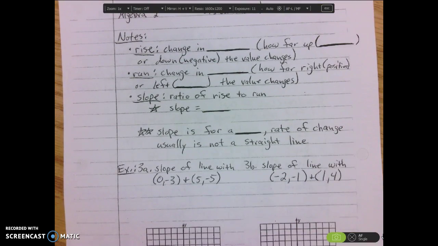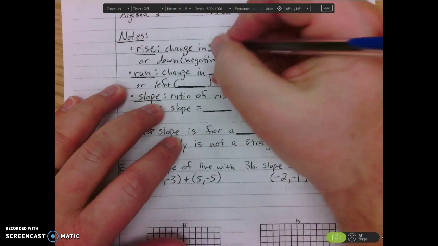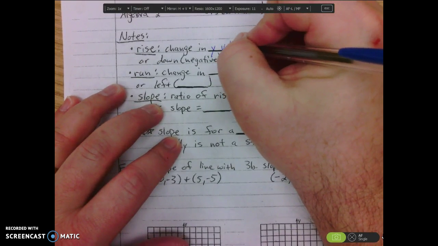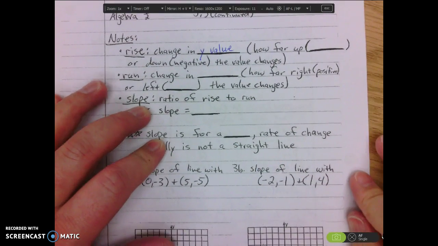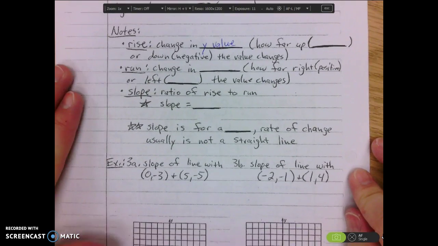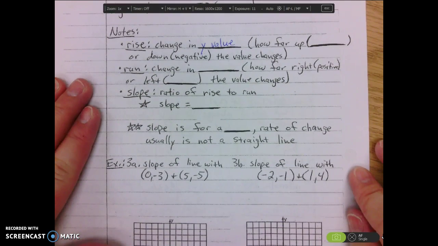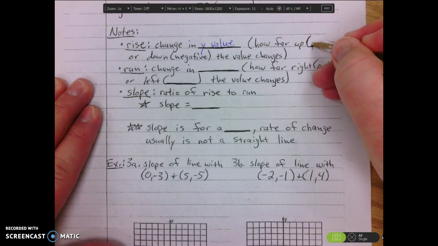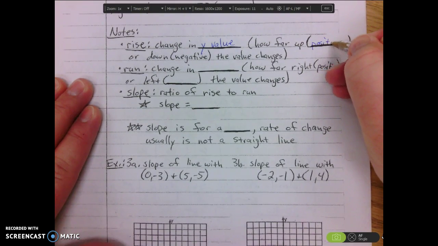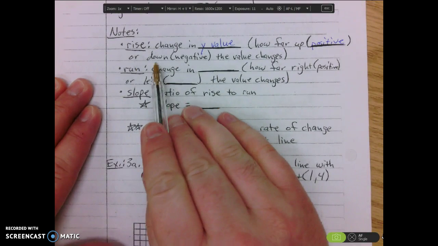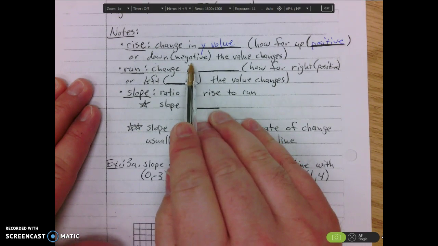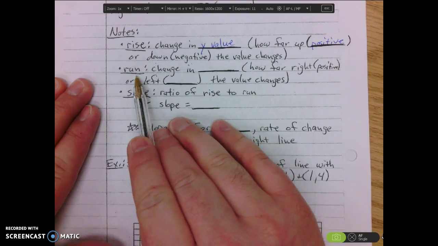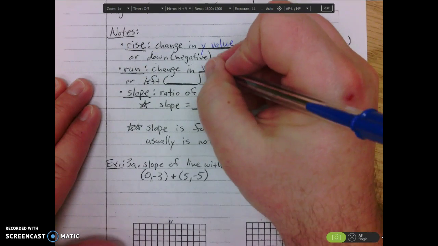Slope deals with 2 terms called rise and run. And the rise is the change in the y value. This should be reviewed for you from last year from pre-algebra, but rise is the change in the y value. If the y value goes up, that would be a positive rise. If the y value goes down, that would be a negative rise. The run, this is your left and right. It's a change in your x value.